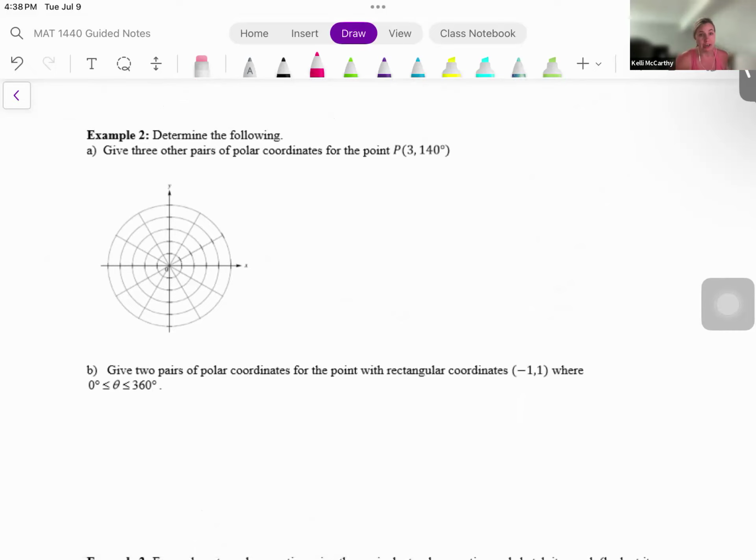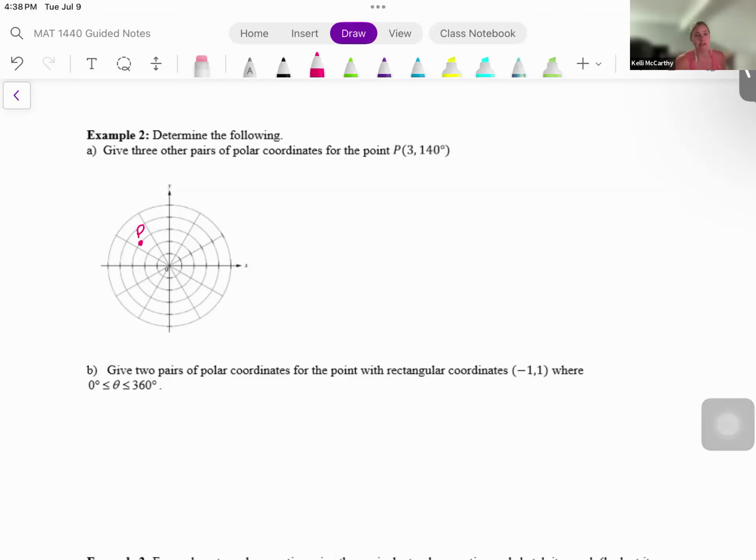Give three other pairs of polar coordinates for the point P, which is (3, 140 degrees). So let's start by sketching where point P is. So 140 degrees, that's going to be in our second quadrant. It's not going to be on any of these pretty spokes because it's not an angle from our unit circle. But if the negative x-axis is 180 and this is 30, so that's 150. So 140 degrees is somewhere about there. And we have a radius of 3. So we're going to go 1, 2, 3, and plot our point P.